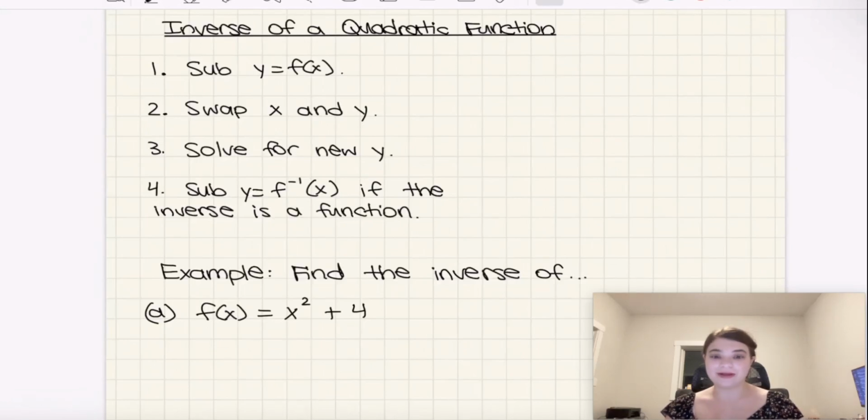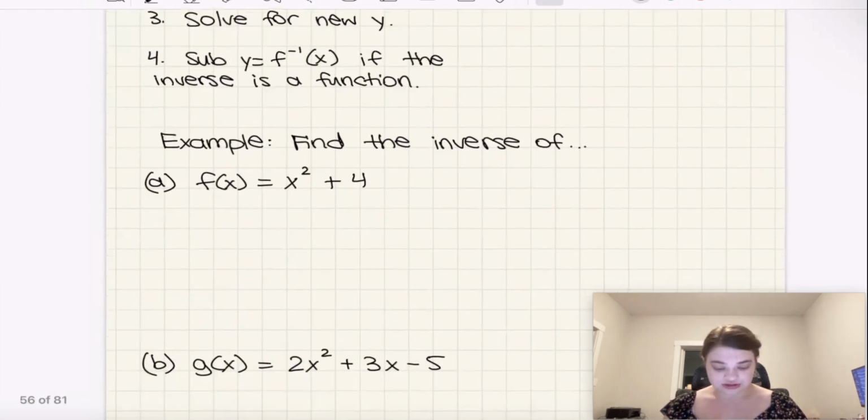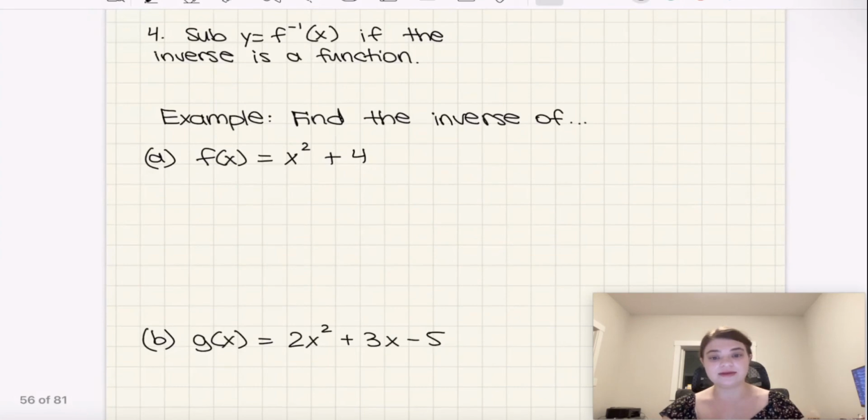Hello everyone, welcome back. Today we're going to find the inverse of a quadratic function. So here I've laid out the steps for finding the inverse in general, and we're going to apply them specifically to quadratic functions in today's video. First, we're going to start with A, where we don't have a b value other than 0, but we'll also try B as well, where we do have a b value.